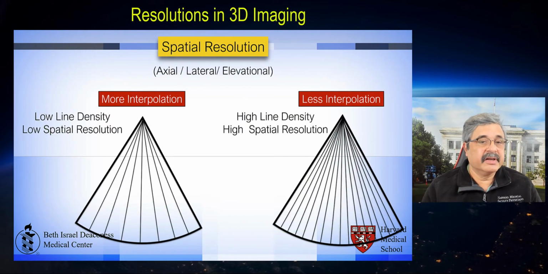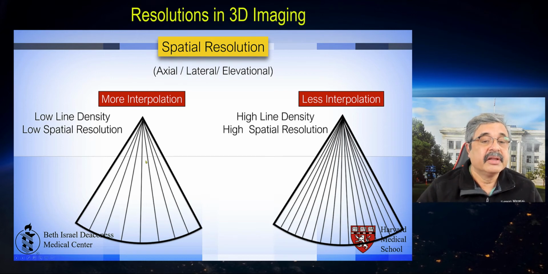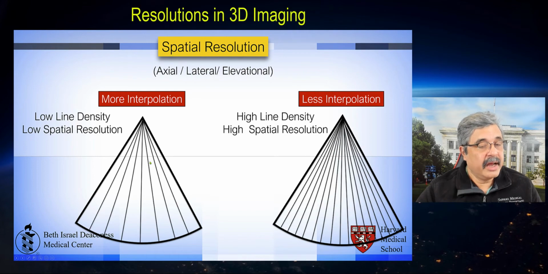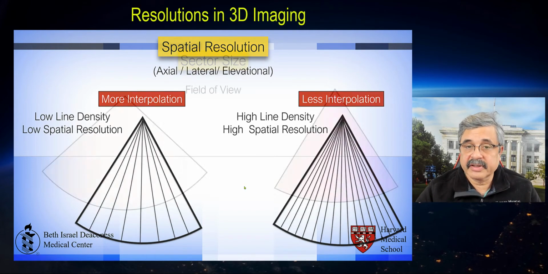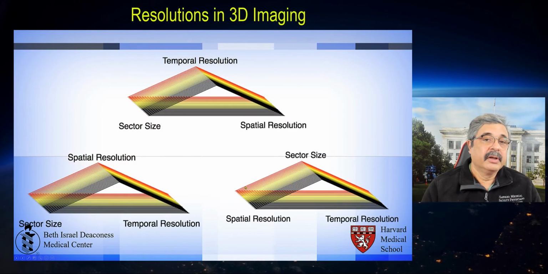Therefore, spatial resolution is determined by line density. Low line density implies low spatial resolution. A high line density implies high spatial resolution. But in one scenario there will be higher temporal resolution, and in the other scenario there will be lower temporal resolution. Sector size is field of view. So it really depends on how and what you want to see.